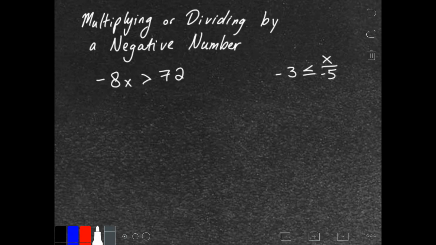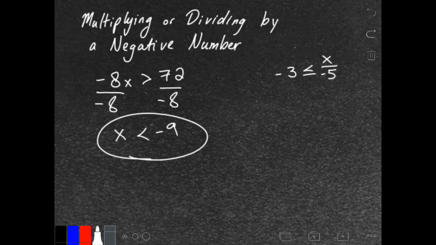So I need to get rid of this negative 8. I'm going to go ahead and divide by negative 8. That'll give me x on the left-hand side. But here's the kicker. This greater than sign is going to get flipped into a less than sign. So x is less than negative 9. Then we go ahead and circle that up.